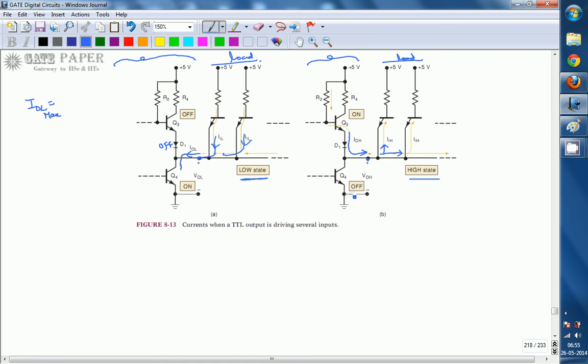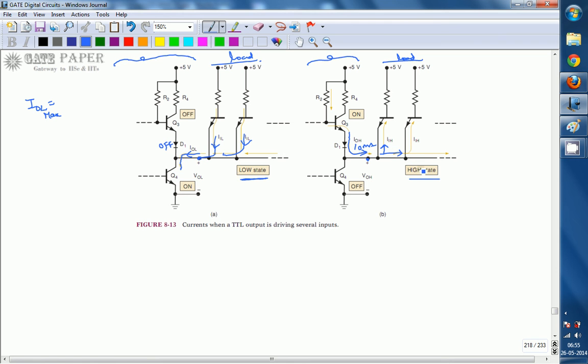Let us assume IOH is 10 milliamperes. If you are going for only two stages, each stage can take 5 milliamperes. If you are going for four stages, each will take 2.5 milliamperes. If you are connecting 10 stages, each stage will take only 1 milliampere. By that time 1 milliampere may not be treated as a logic high. So we must maintain this such that the output node logic state will not be changed. The output node logic state must remain.